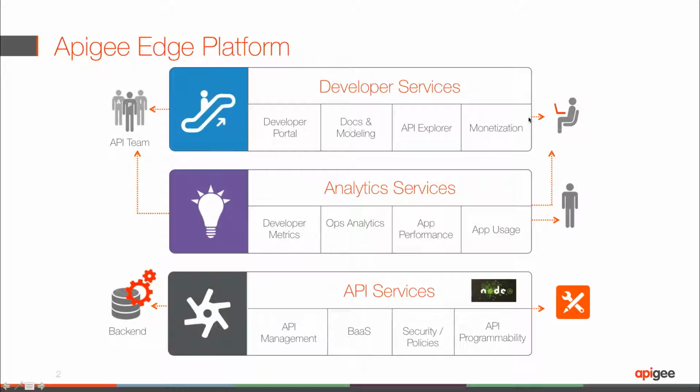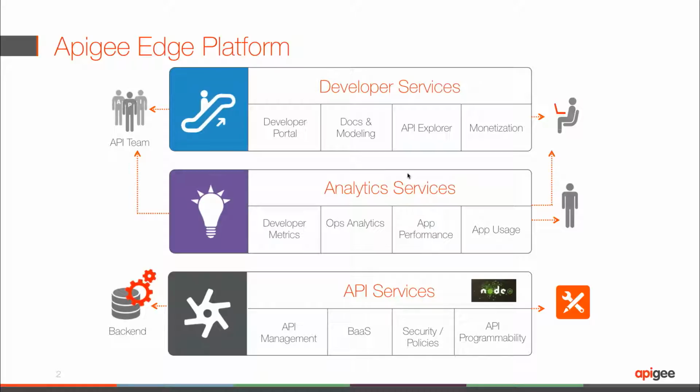And then last but not the least, monetization. As you mature in your API program, you need to be able to monetize your APIs. So Apigee provides a variety of different capabilities in the area of monetization, such as providing different kinds of rate plans, including integration with billing systems.